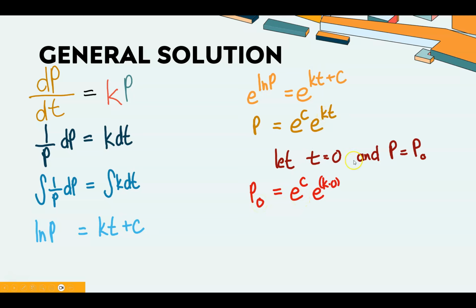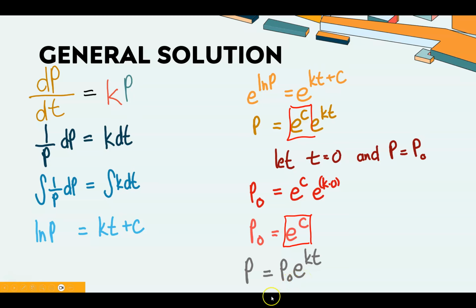And instead of k times t, well, we put 0 in there. But k times 0 is 0, and e to the power 0, well, that's 1. So what we end up with is the initial population is the same thing as this entire block, e to the c. So up here, you can think of it as replacing e to the c with the initial population. And now you have an exponential growth or decay equation that you probably have used in other classes. The population is equal to the initial population, e to the kt.